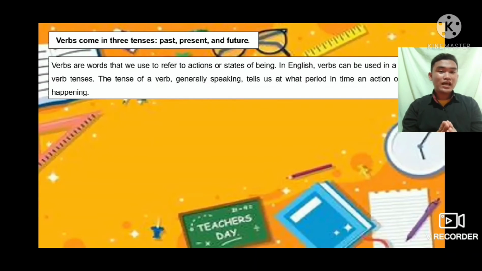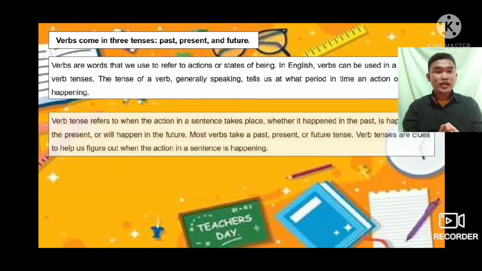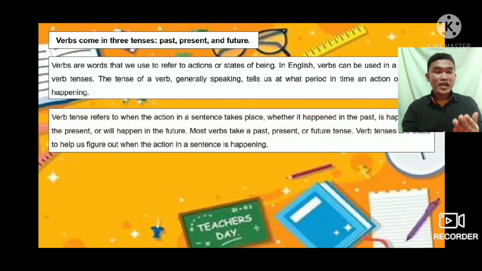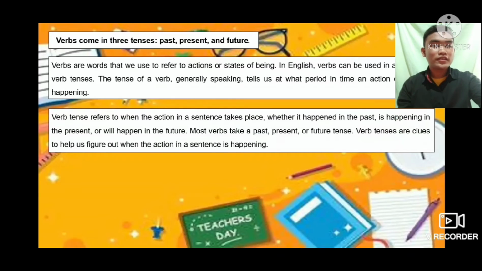This means, class, that verb tenses are what tells us when an action is happening, either in the past, the present, or the future. Verb tenses refer to when the action in a sentence takes place, whether it happened in the past, is happening in the present, or will happen in the future.